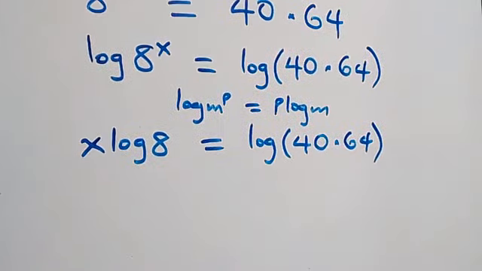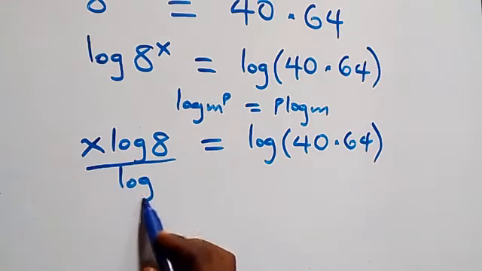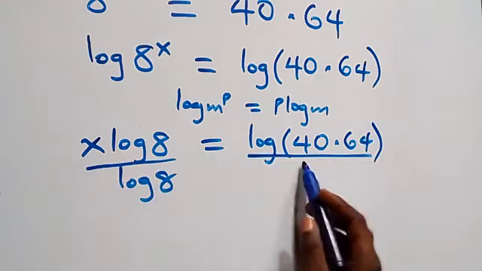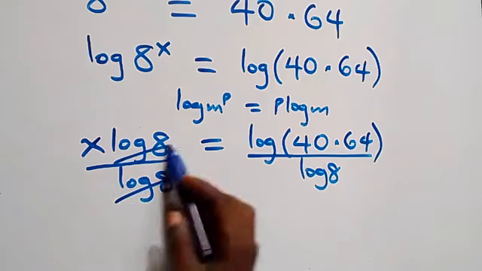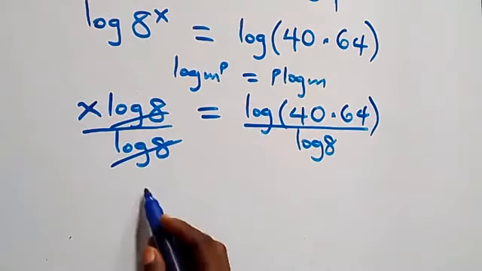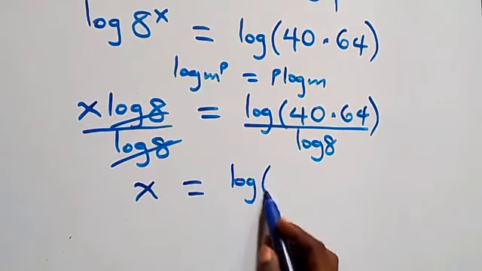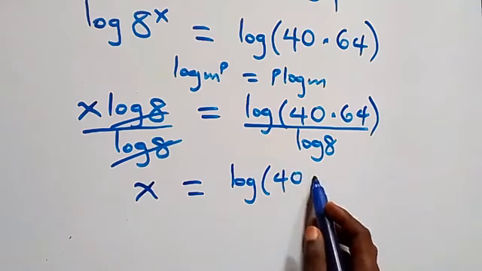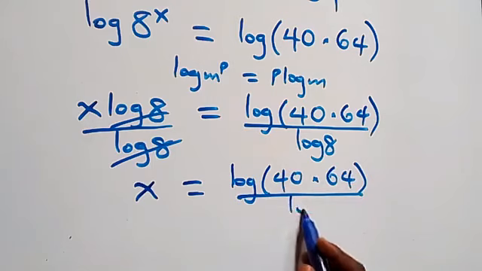That is, here we divide both sides by log 8. Divide this side by log 8. Also, divide this side by log 8, which implies log 8 cancel each other here. And we have x equals log 40 times 64 over log 8 here.